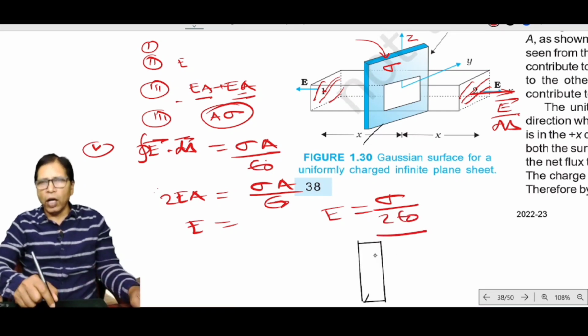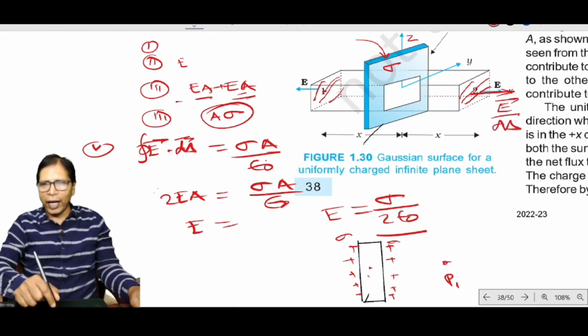Okay, no problem. Now look at this plate. Here the surface density of charge on this surface is sigma, and the surface density of charge on this surface is also sigma. We have to calculate the intensity at the points P1 within the plate, P2, and this is P3. Okay, now look at the intensity at P1 due to this charge.